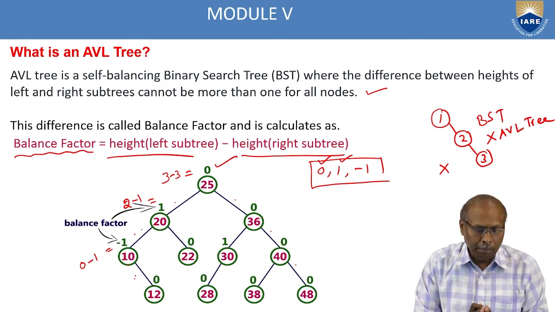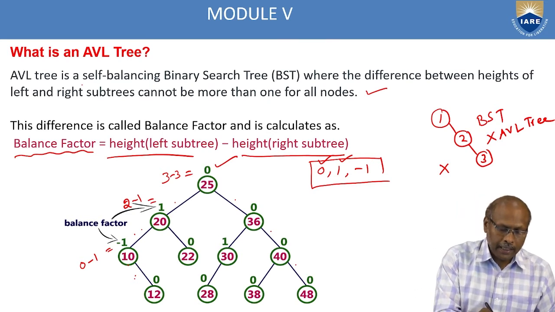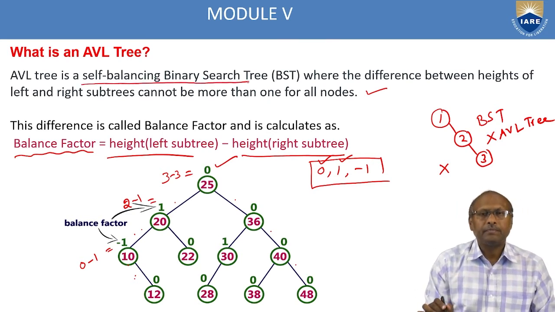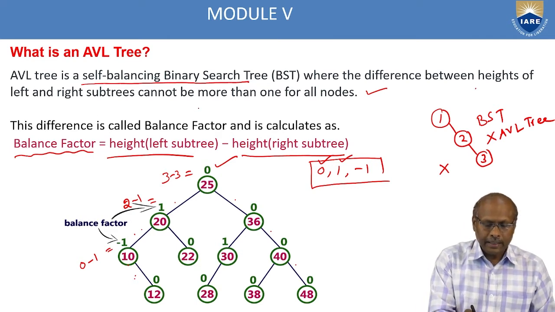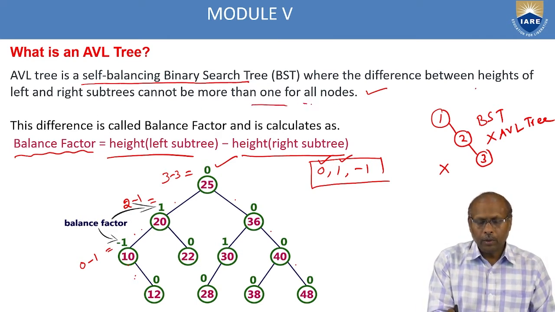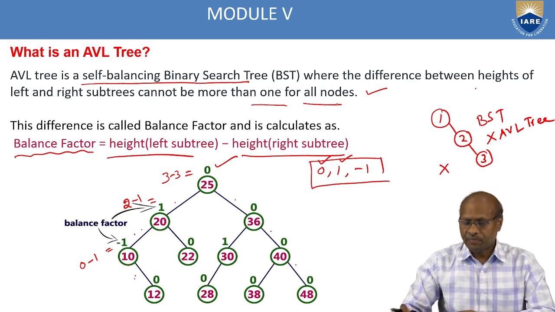So the simple definition you can say: AVL tree is a self-balancing binary search tree where the difference between left height and right height cannot be more than 1 for all nodes. That is the main point.